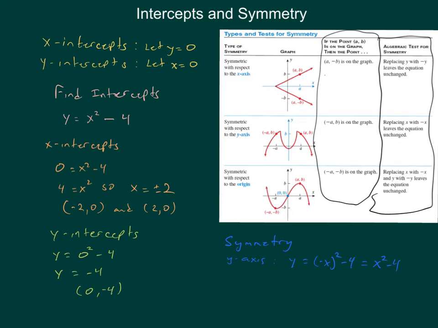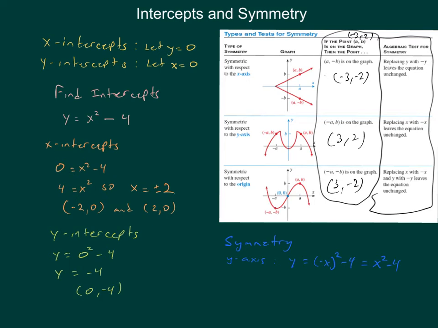What that means is that if I know this point up here is, let's say, (-3, 2), and we're symmetric about the x-axis, then I know that the point (-3, -2) is on the graph. If it's symmetric about the y-axis, I know the point (3, 2) is on the graph. And if it's symmetric about the origin, I would change both signs, so I'd get (3, -2) on the graph.